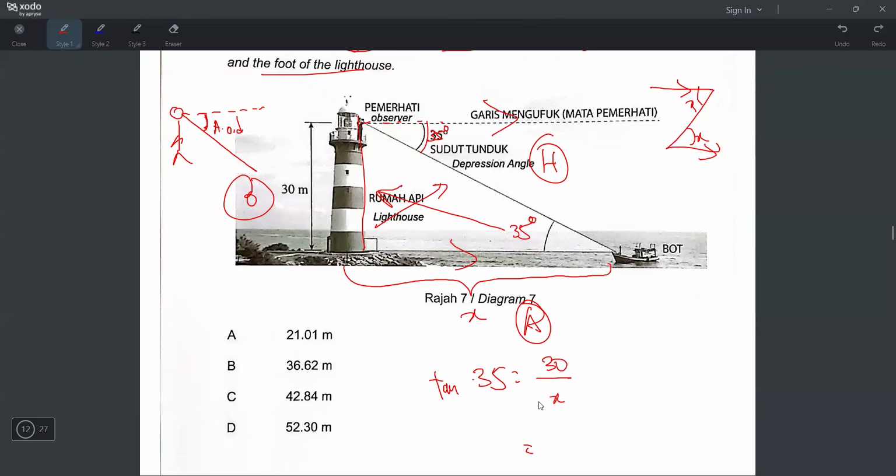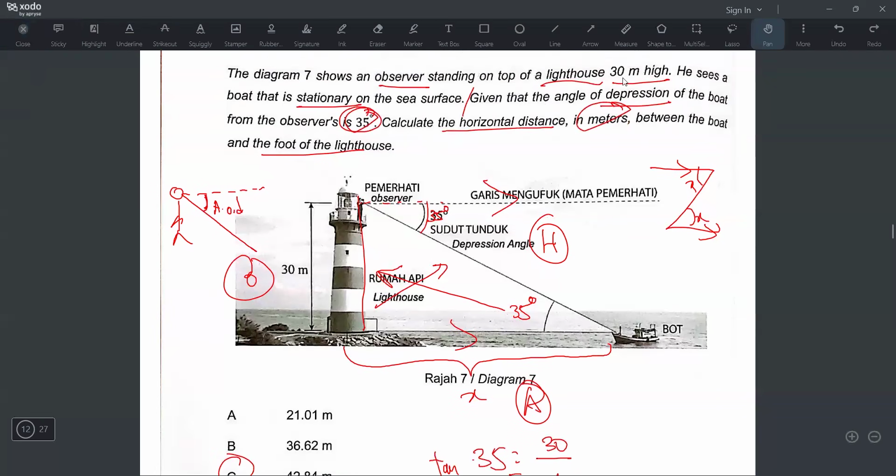So to find x, you move x to the top, so it becomes tangent 35 times x, and then tangent 35 goes down, so it becomes divide. So press 30 divided by tangent 35, and you get the answer. Alright, my calculator gives me 42.84. So that's the answer. Okay, do I have to convert the unit or is it already in the right unit? Wait, why does my calculator give me a different answer? 30 divided by tangent 35, right? 42.84, yeah, correct. Okay, let's look at the unit. You can see everything is in meters, right? And the question actually asks in meters also. So that's the answer.